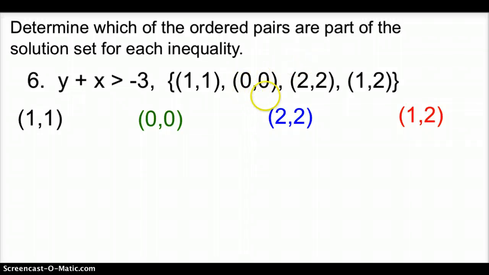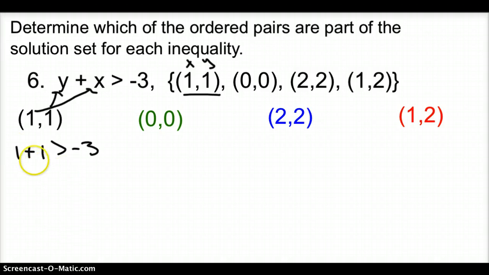Now we are asked to determine the ordered pairs that are part of the solution for each inequality. So all we're doing here is taking these ordered pairs and plugging them in. Remember, these ordered pairs are an x and a y. So how we do this, we put (1, 1). This one is going in for y because it's the y. That is going in for the x. So we have 1 plus 1 is greater than negative 3. Well, 1 plus 1 is 2. Is that greater than negative 3? Yes. So that is part of the solution.